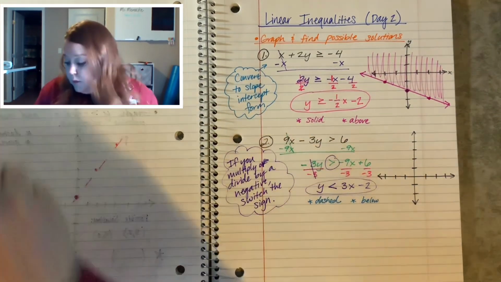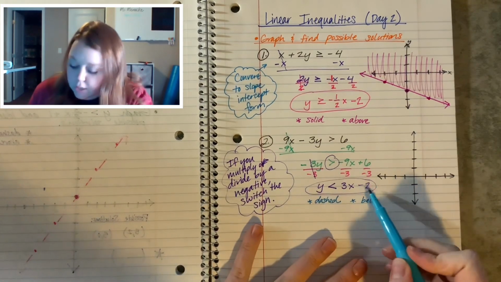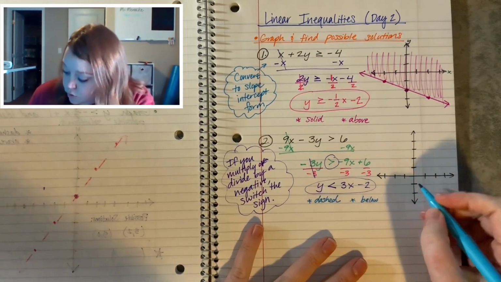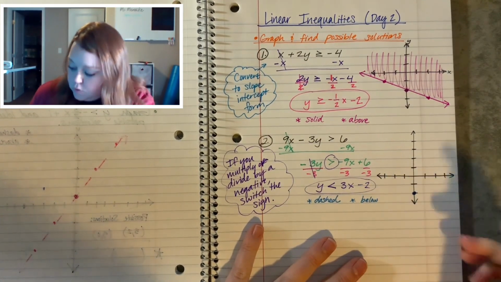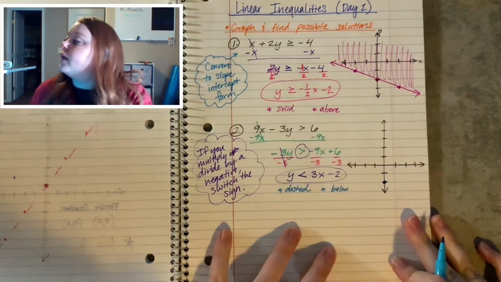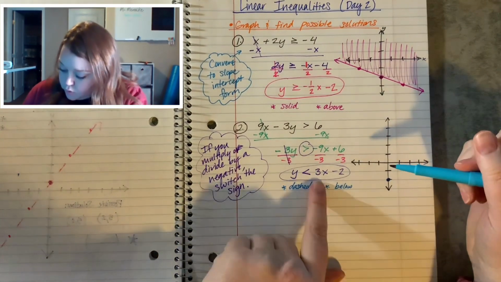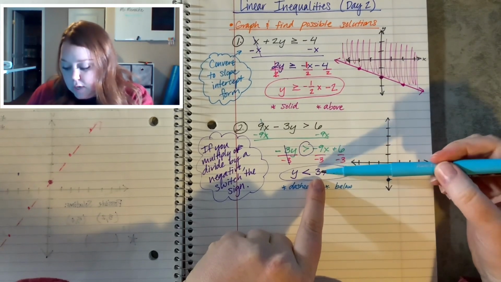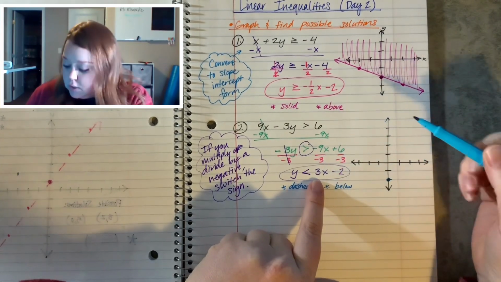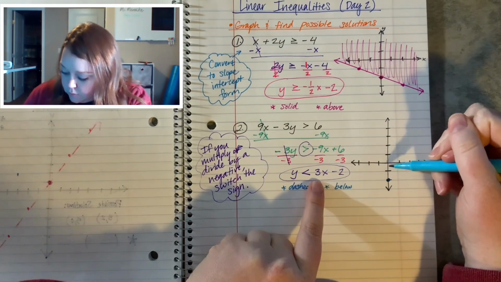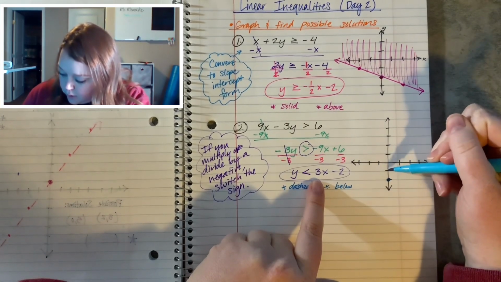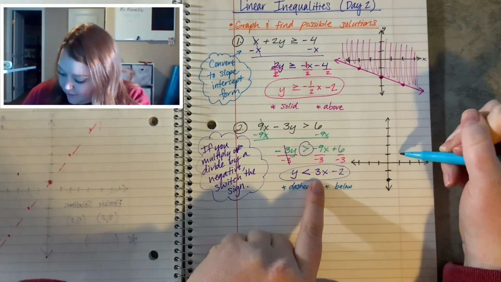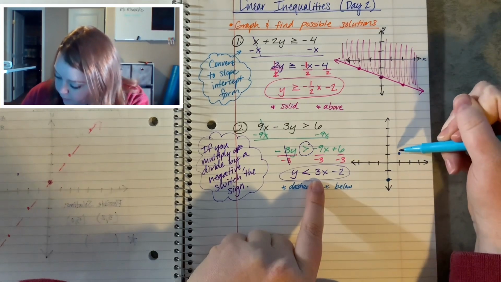Okay, so start at your y-intercept, which is at -2 on the y-axis. So (0, -2). And then the slope is 3. Remember, that's rise over run, so we need to think of it as 3 over 1. That means up 3: 1, 2, 3. And then right 1. Up 3, right 1.